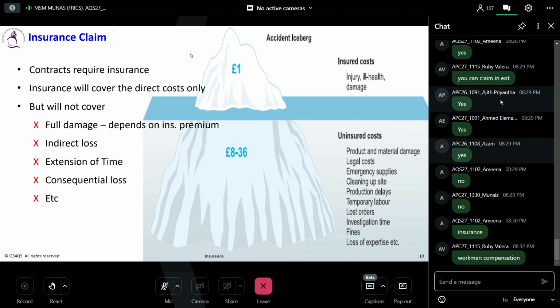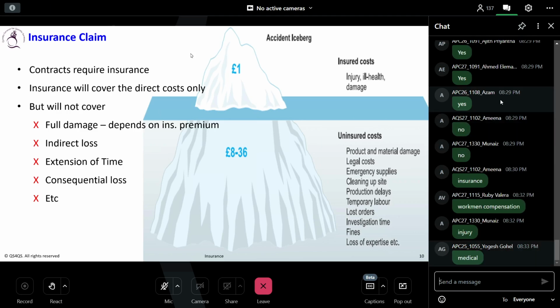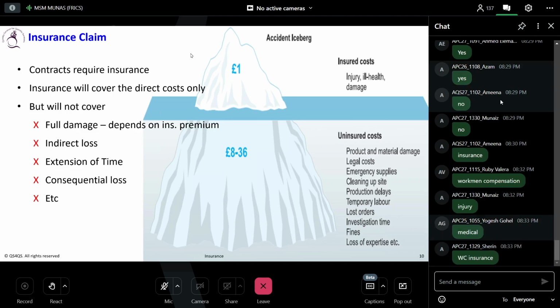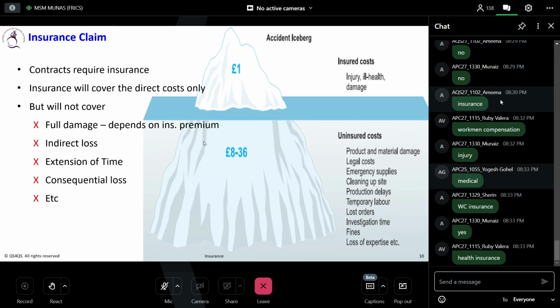Workmen's compensation insurance. Workmen's compensation, but what will this insurance cover? Medical expenses, very good. Yes, they are going to cover the medical expenses. But remember one thing, not fully all the medical expenses. Sometimes they have exclusions also. Maybe there is some cap, and you have to pay some amount. They will pay some amount, like 80 percent, based on the insurance policy. So this insurance will cover some of the direct costs, sometimes not fully reimbursed.